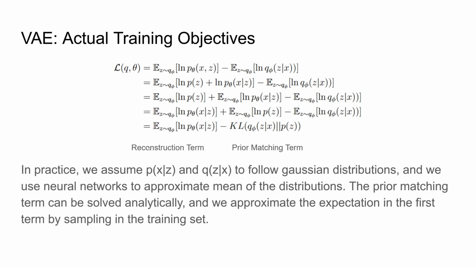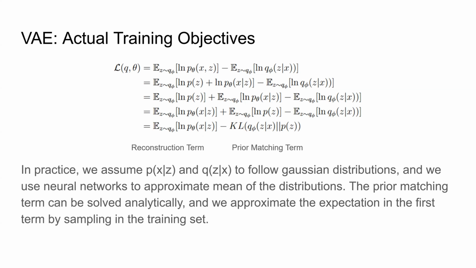And in practice, we are going to assume that the distribution mapping the input data given the latent variable, and the posterior distribution, which indicates the distribution of the latent variable given the input data, are both Gaussian distributions, because Gaussian distributions have very good properties, and we want to use neural networks to approximate the mean of these distributions for some reason. I'm going to introduce this reason later, but let's just keep this in mind.